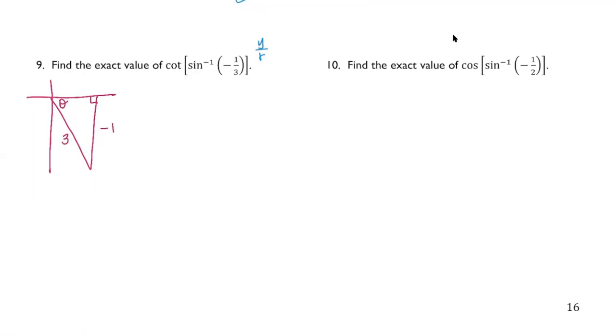So the first thing we need to do is use the Pythagorean theorem to figure out the x value, the bottom or the top leg, based on the way this triangle is. And then once we have that, we can figure out cotangent. So pause your video and see if you can finish this one yourself.